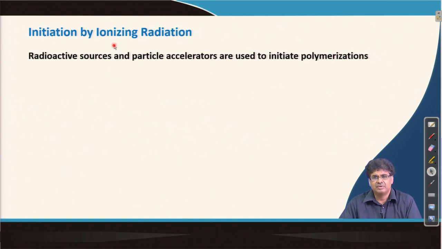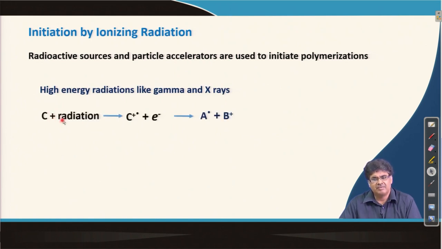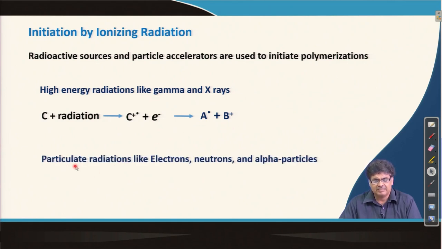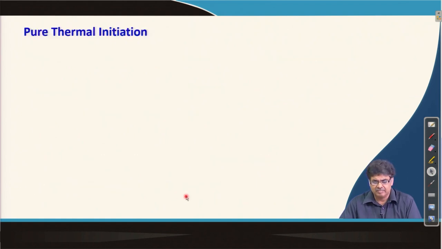There are other methods which are sometimes used for radical initiation, and one example is ionizing radiation, either using a radioactive source and particle accelerator or using very high energy radiation, for example, gamma rays and X-rays. The mechanism is very complex, but this is a simple way to show the formation of radicals by high energy radiation. Examples of particulate radiation are electron beam, neutron beam and alpha particles, and this is a simple way of showing how the radical is produced in that radiation, but the process is really complex.